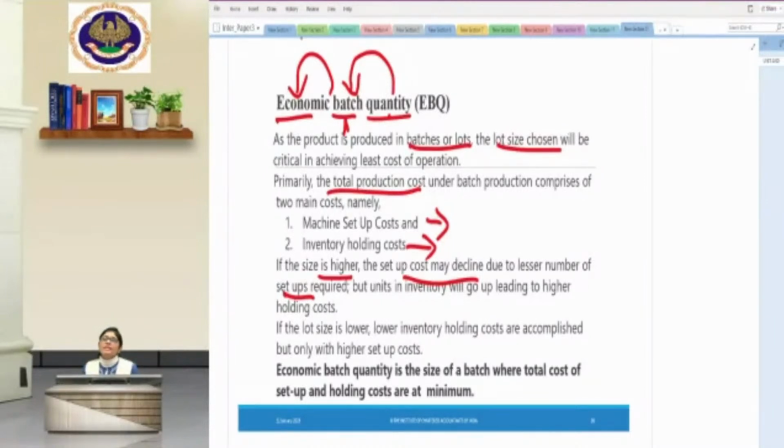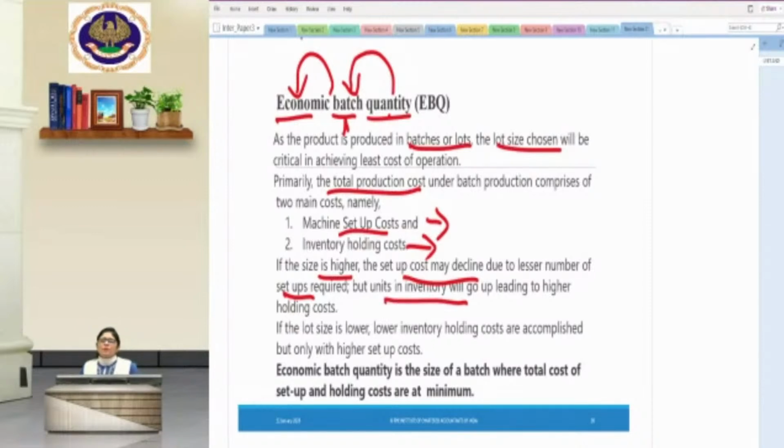So if the number of batches is more, the machine setup cost will be more, because for every run, the machine has to be set up again and again and again. So the higher the number of batches, the higher the machine setup cost. The lesser the number of batches, the lesser the machine setup cost. But the units in inventory will go up.